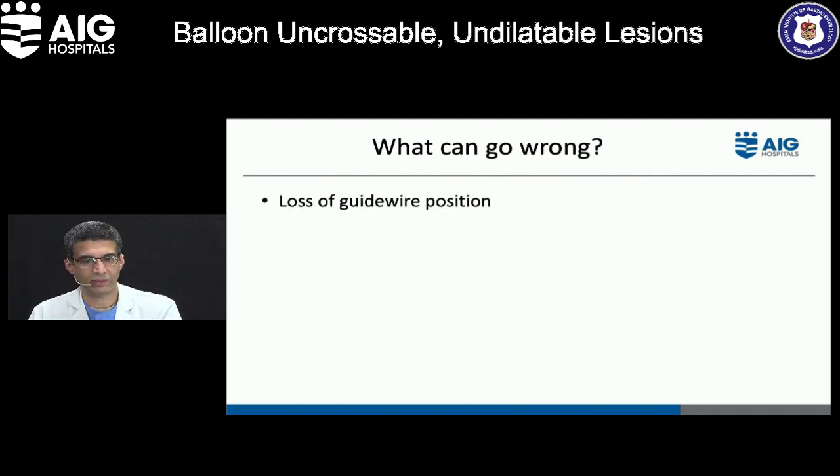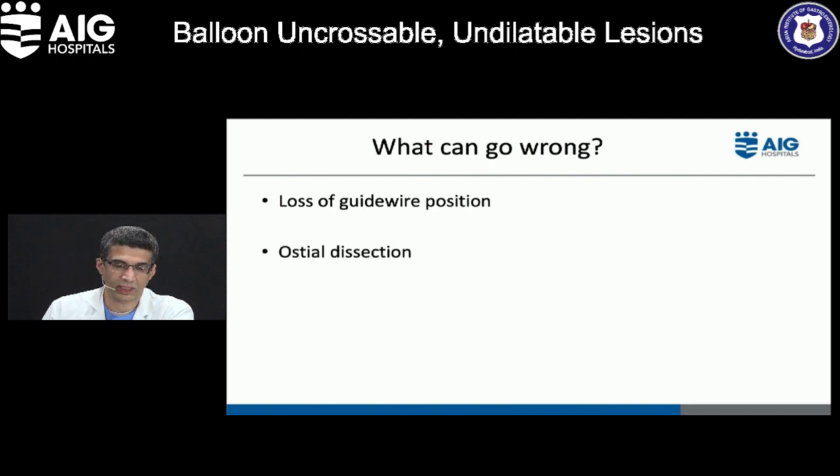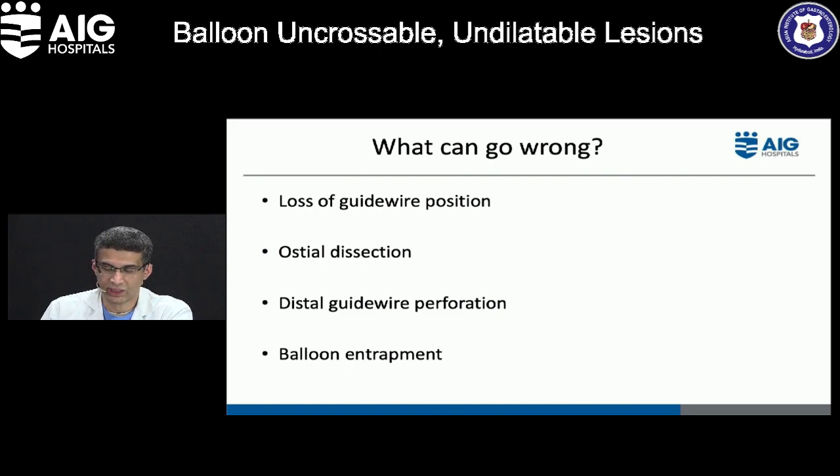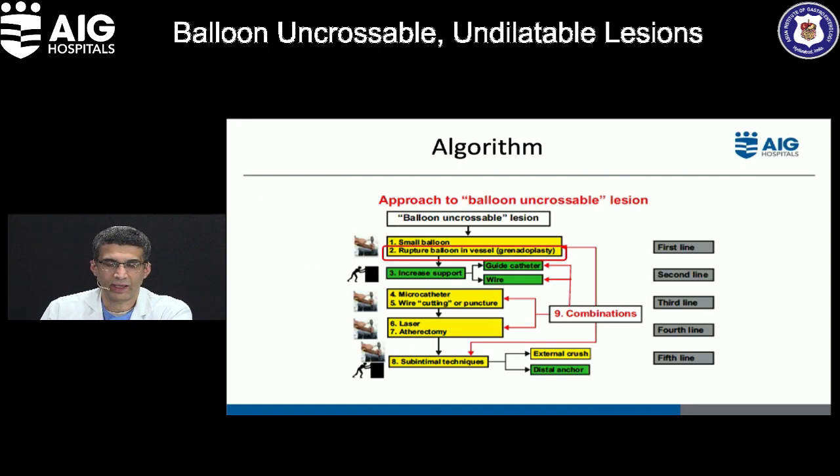Now what are the problems? You can lose the guide wire position. So aggressive pushing can cause the guide wire to come out. It can cause ostial dissection. It can cause distal guide wire perforation. It can cause balloon entrapment. It can cause guide catheter dissection. So all those issues can occur.